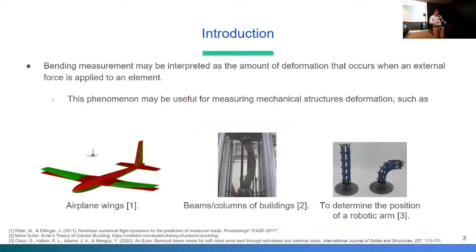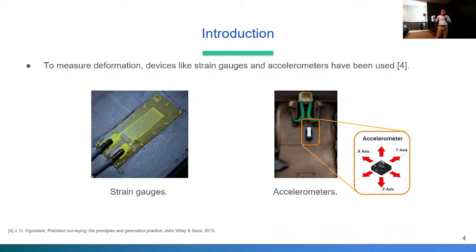Why? Well, because bending measurements can be useful for measuring something like the wings' deformation of airplanes, or even to see the health of beams and columns, or also to determine the position of a robotic arm. So this kind of phenomenon is commonly measured with strain gauges and accelerometers. This one is a strain gauge, and this one is an accelerometer.